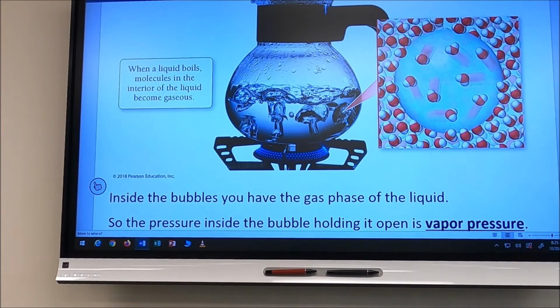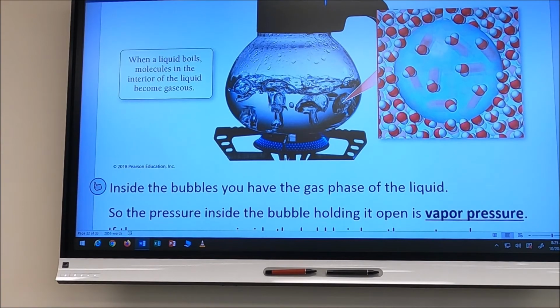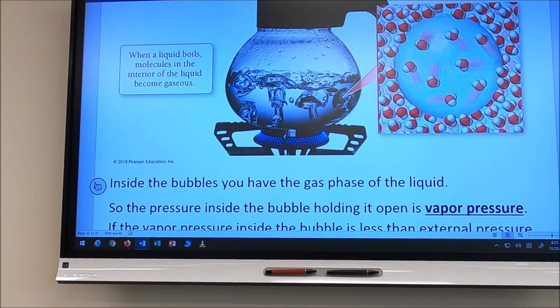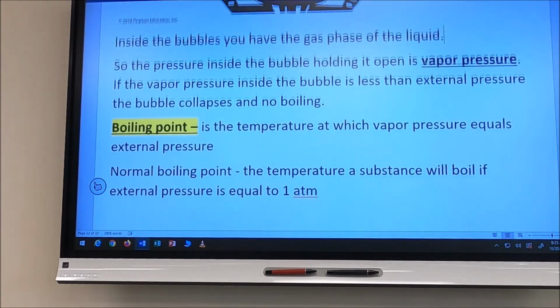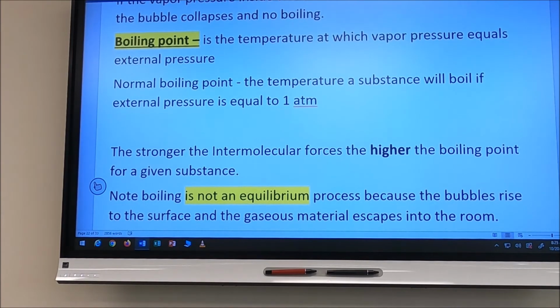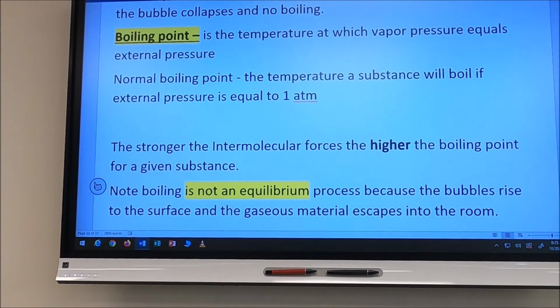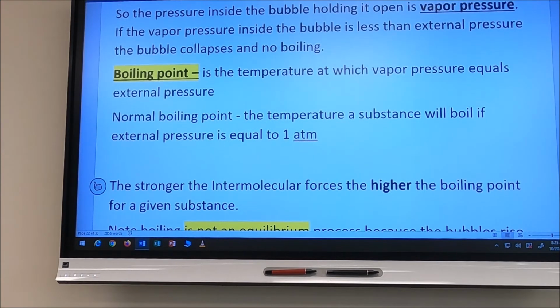Now, this has to do with our approach to boiling point. Okay? If the vapor pressure inside the bubble is less than the external pressure above the surface of the liquid, the bubble collapses and no bubble rises to the surface, no boiling.